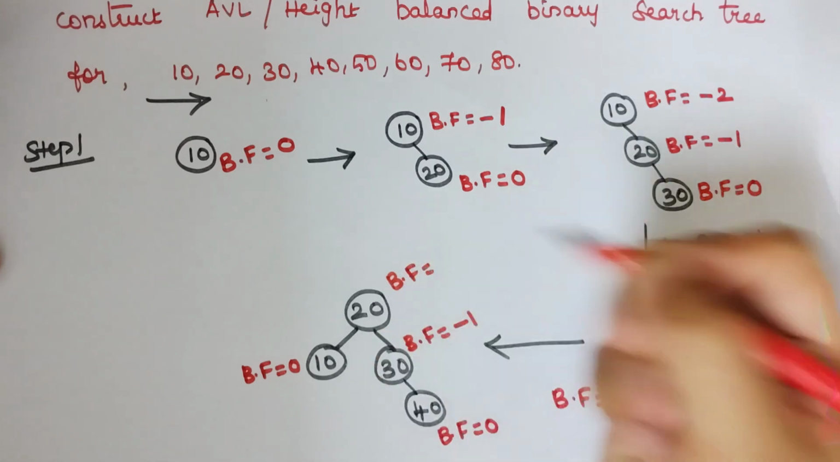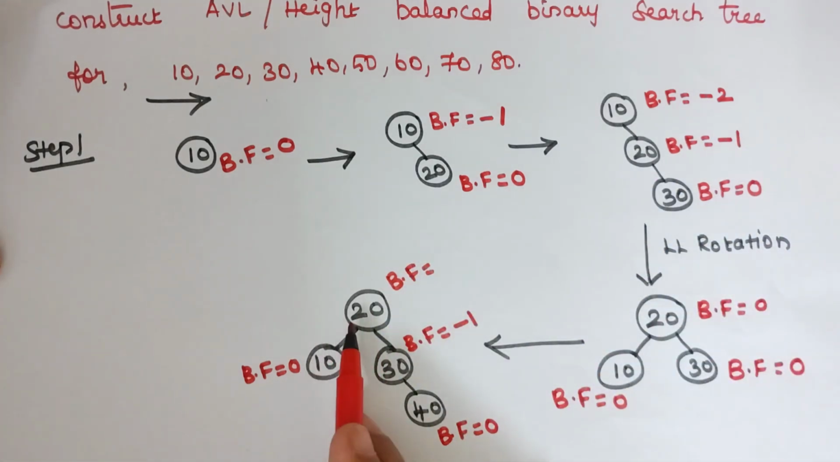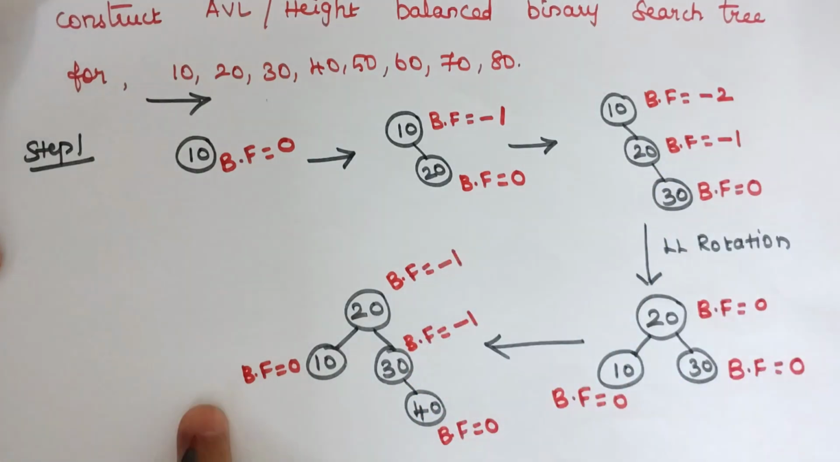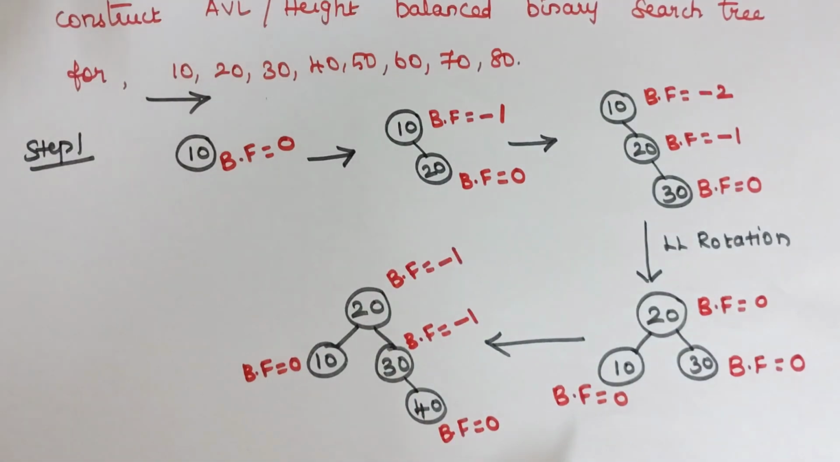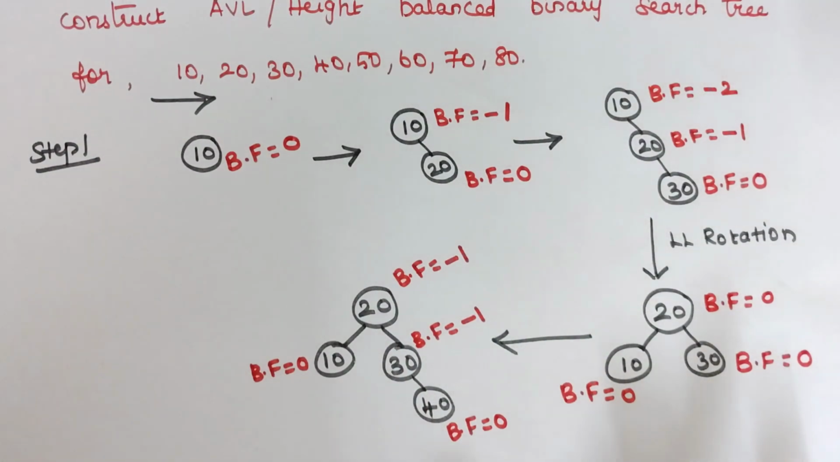Now balance factor for 20. What is the height of left subtree? 1. What is the height of right subtree? 2. So 1 minus 2, it is minus 1. If you check here, all the balance factors are in the range. So this tree is also a balanced binary search tree. Right? So if it is balanced, go for inserting the next node.